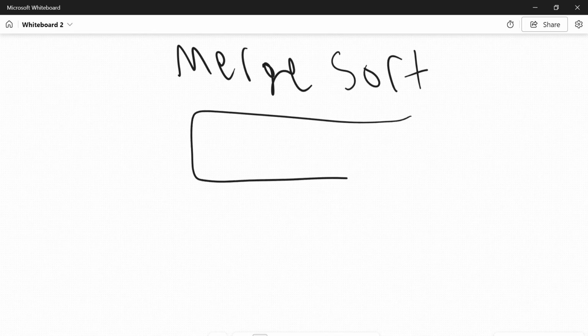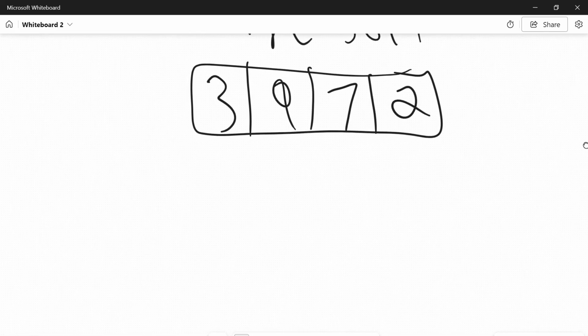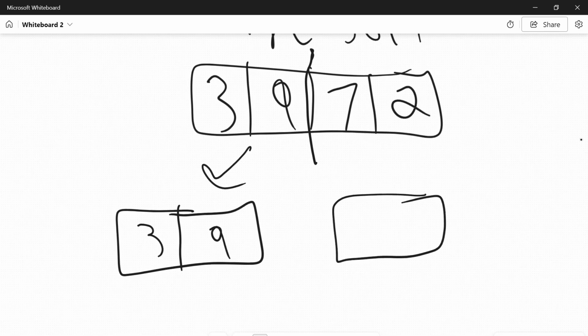So I'm just going to create a list of 4 numbers. Let's say it's 3, 9, 7, 2. The first step of merge sort is making the list the smallest it possibly can be by dividing the list in half. So that's the first step. We divide the list in half. So instead of being one list of 4 elements, we have 2 lists of 2 elements.